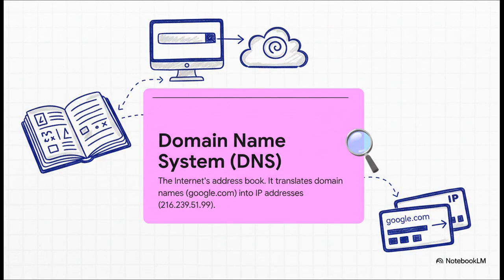So how do we get from the name we can remember to the number the computer needs? That's where this amazing system called the DNS, or Domain Name System, comes into play. Just think of it as the internet's giant phone book. When you type in google.com, your computer makes a quick call to the DNS and says, hey, I need the number for google.com. And the DNS looks it up and says, sure, that's 216.239.51.99. And that's the number your browser uses to connect.